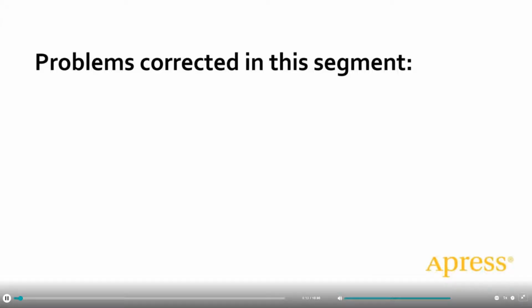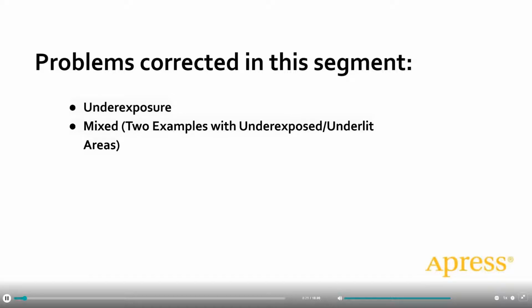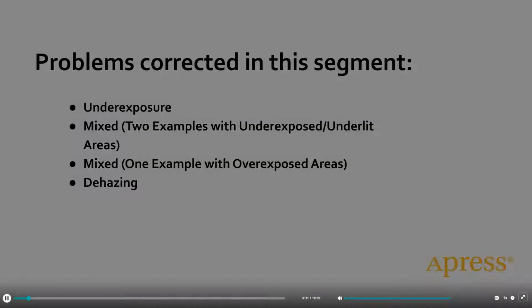Among the problems we'll be correcting in this segment are underexposure, which are images that are too dark, and mixed exposure. We have two examples that are a mix of underexposed and good areas. We have one example of mixed, which is good and overexposed or too light, and dehazing.